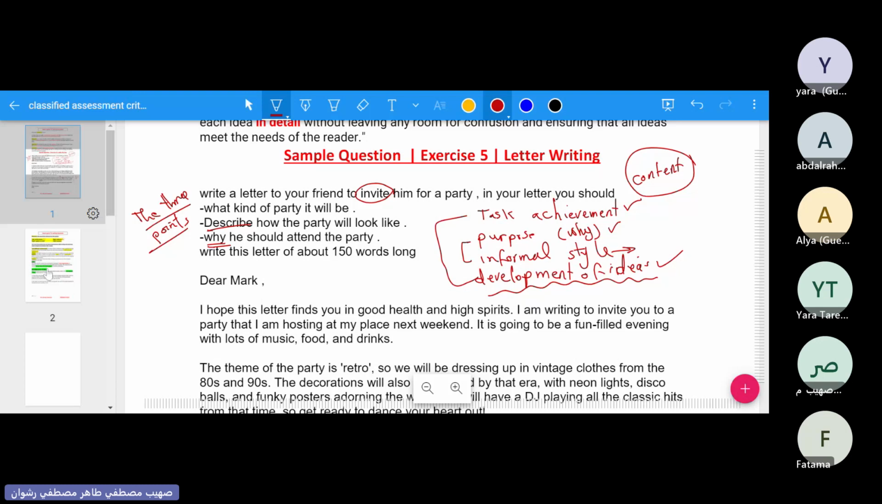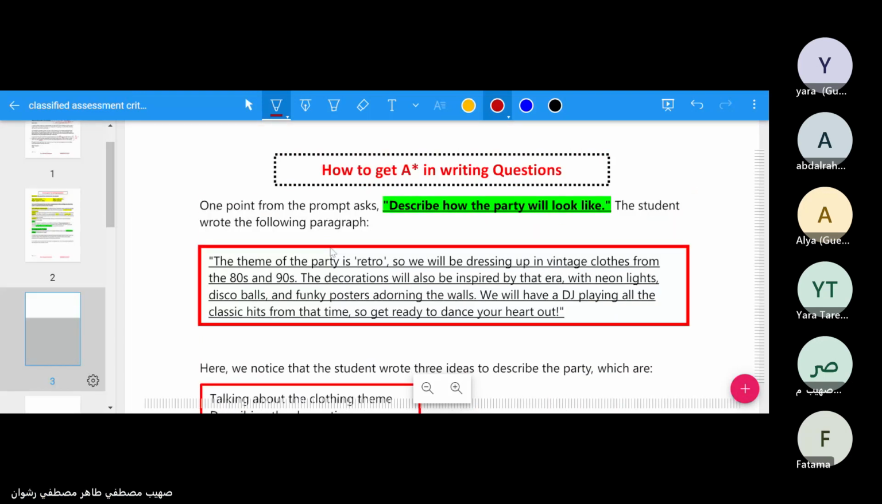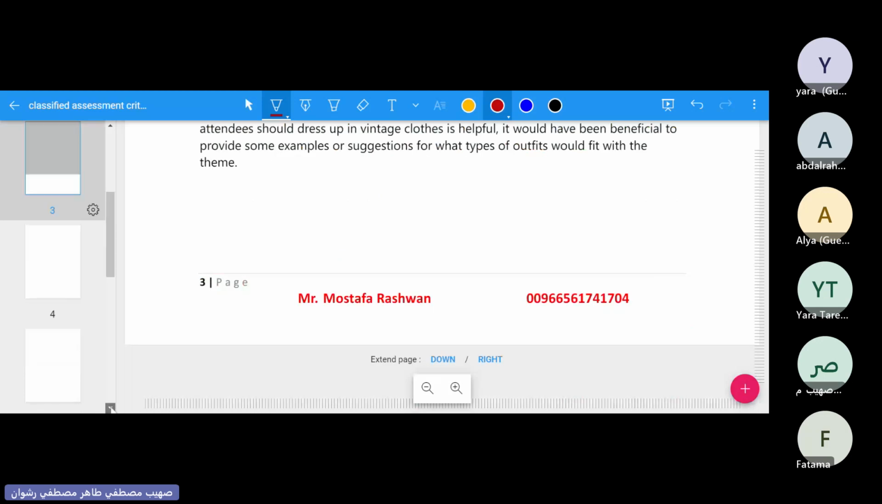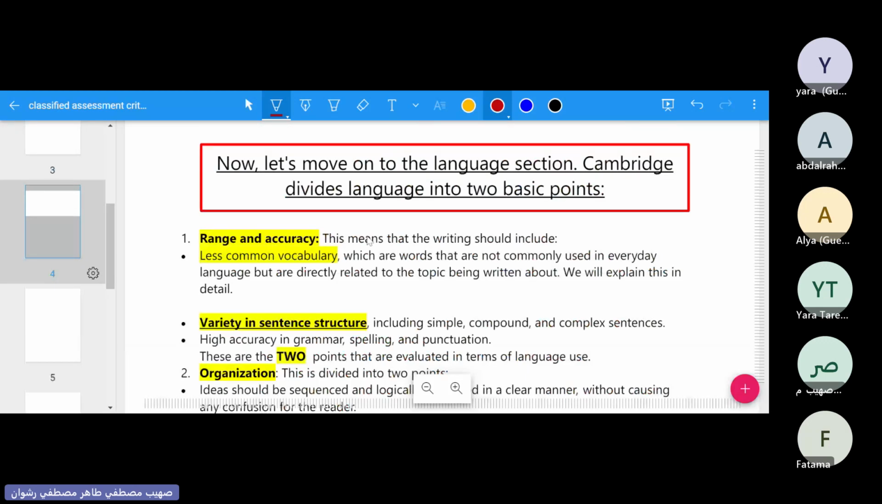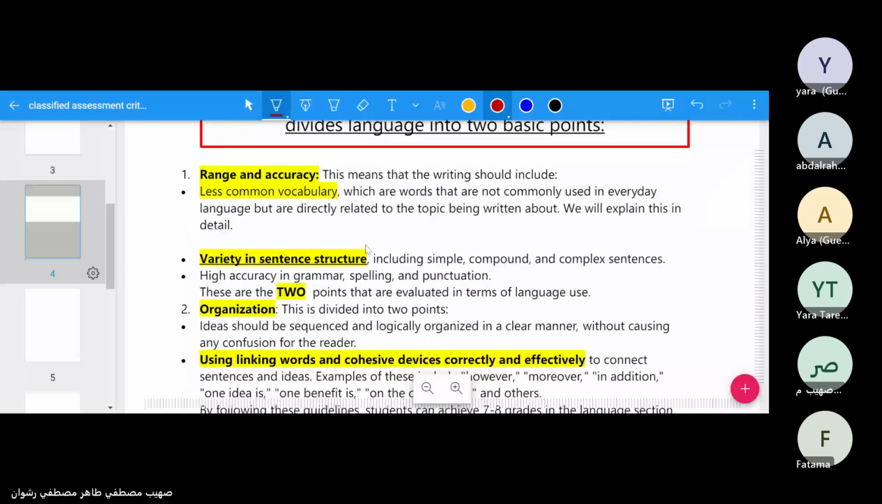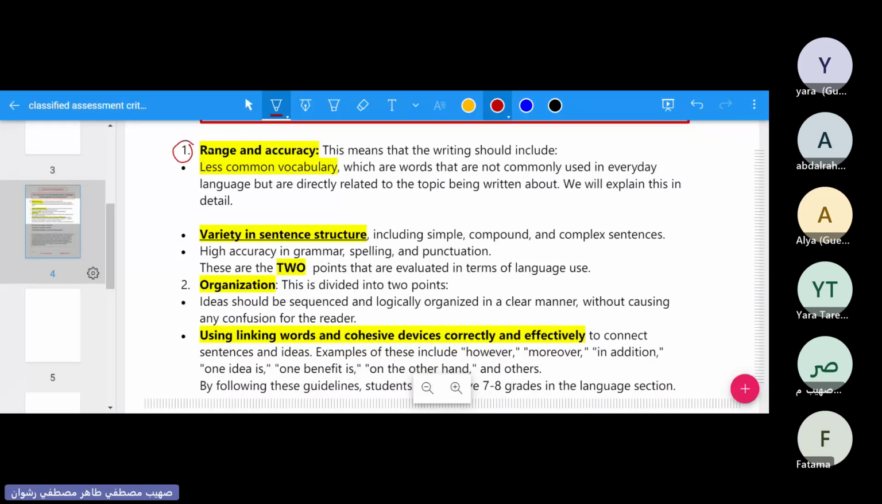Let's jump to the language. What we mean by the language. What do you think, guys? In terms of language, number 1 is what? Range and accuracy. Read it, Abdurrahman.